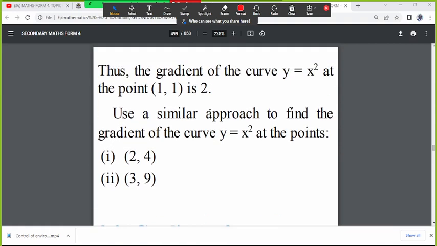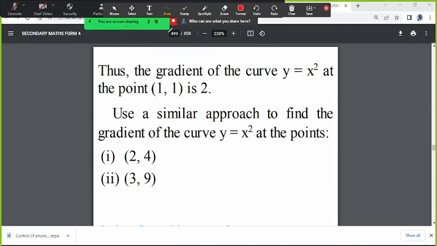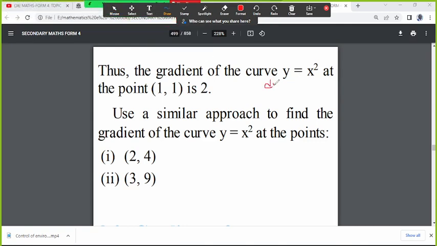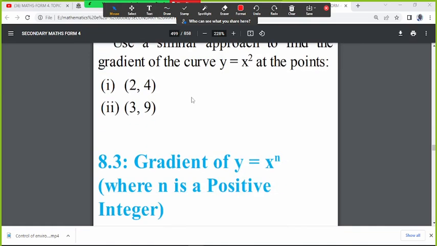And remember yesterday we did what? We said dy/dx of this one is equal to 2x. That's what we got from what we did yesterday. So meaning, when x equals 1, the gradient is equal to 2, because we substitute 1 for x. So 2 times x, 2 times 1 is equal to 2. We shall still see more.